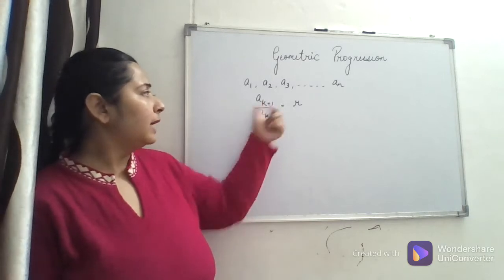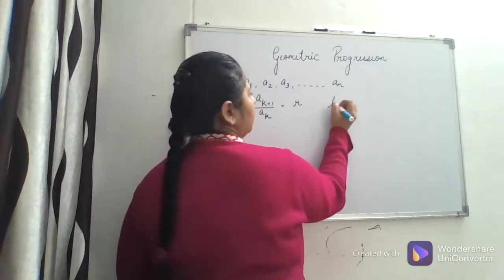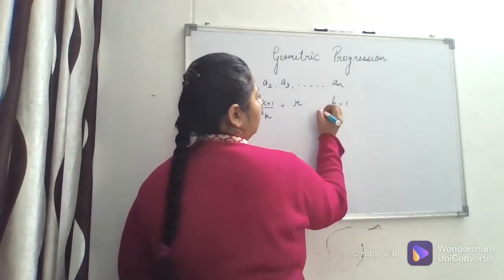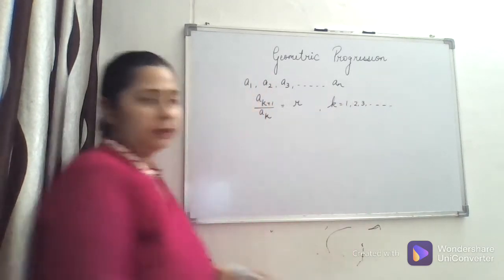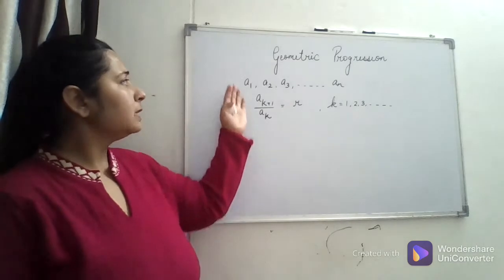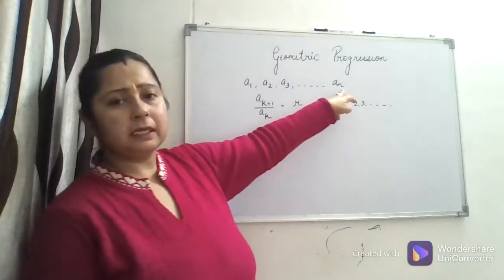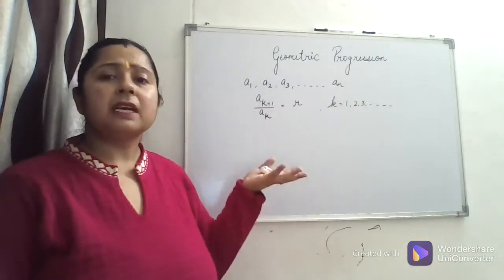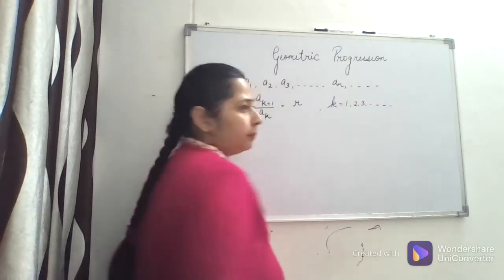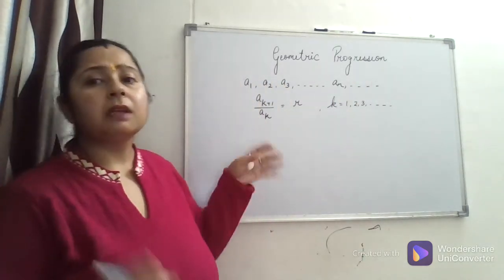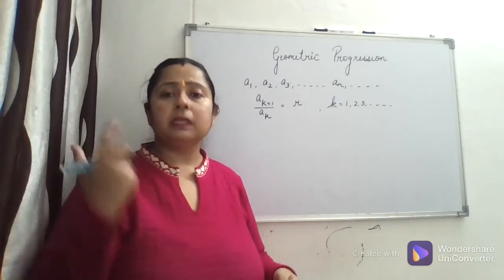Here k can be any number, k can be 1, 2, 3, and so on. A finite sequence ends at An, and if it is an infinite sequence, it goes on and on. Now let's find out what the terms are. How will you find the terms?